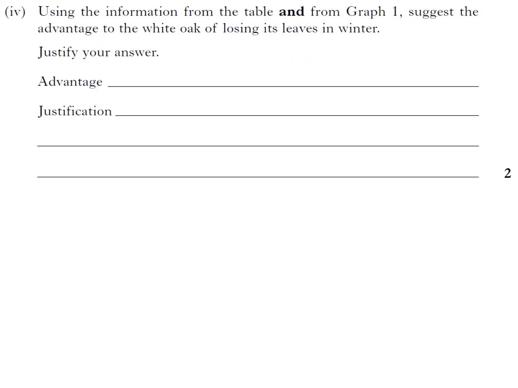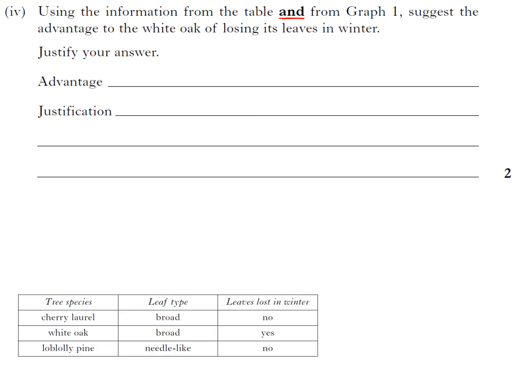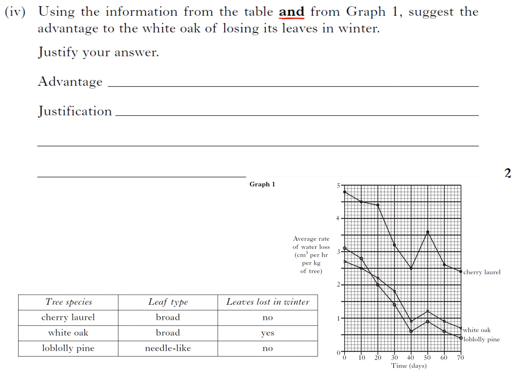Okay, so using the information from the table and from graph 1, notice it is in bold. If they put stuff in bold, they really mean you're going to have to go and use it. If you don't mention information from both of these sources, then you can't possibly get the mark because it says "and". So the table is the original table from the original context and the graph 1. Okay, so we need to say why it would be an advantage to the white oak of losing its leaves in winter.